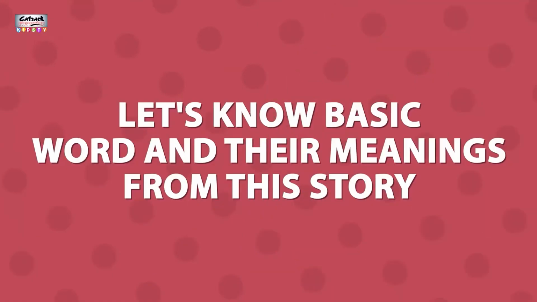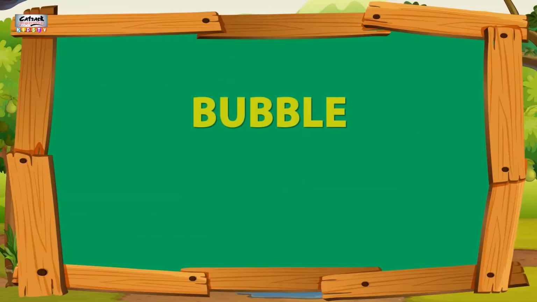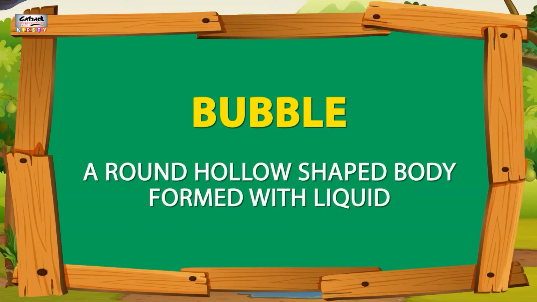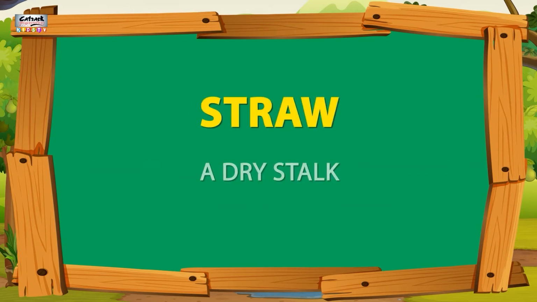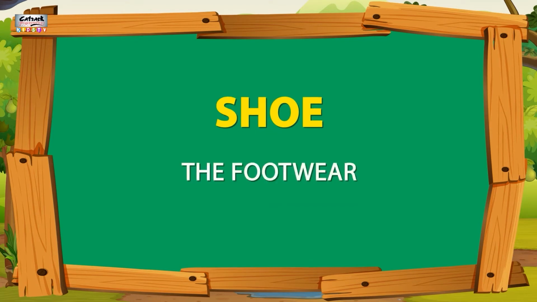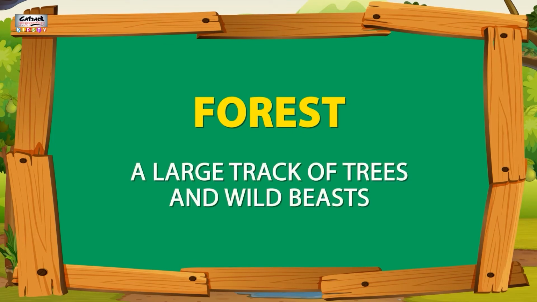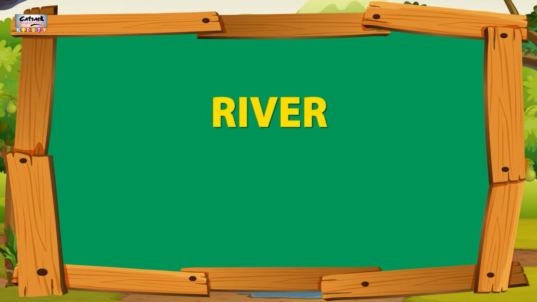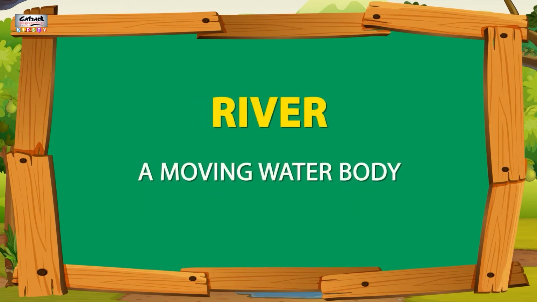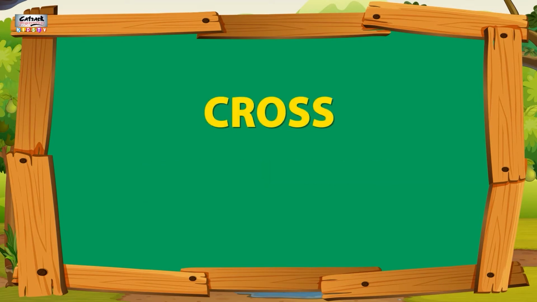Let's know basic words and their meanings from the story. Bubble, a round hollow-shaped body formed with liquid. Straw, a dry stalk. Shoe, the footwear. Forest, a large tract of trees and wild beasts. River, a moving water body. Cross, go through.